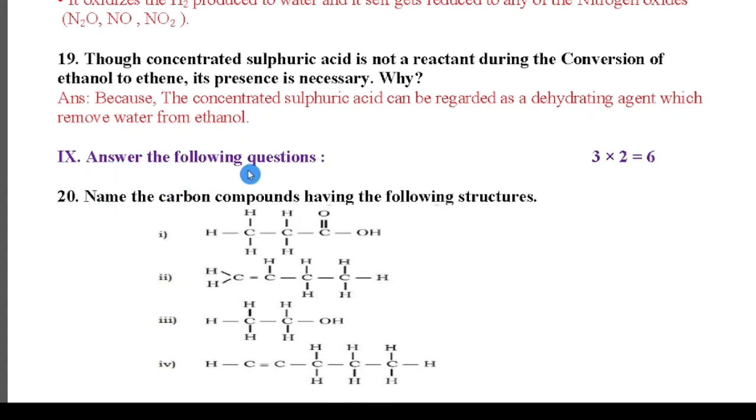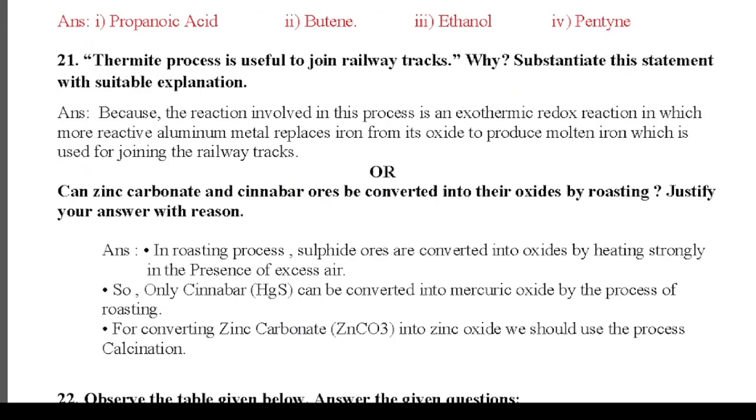9th mark, answer the following question. 20th question. Name the carbon compounds having the following structure. Sometimes they give the name and you have to write the structure. In this question paper they have given the structure, you have to write the name. For 4 also I have given the answer. The first one is propanoic acid, butane, ethanol and pentane.